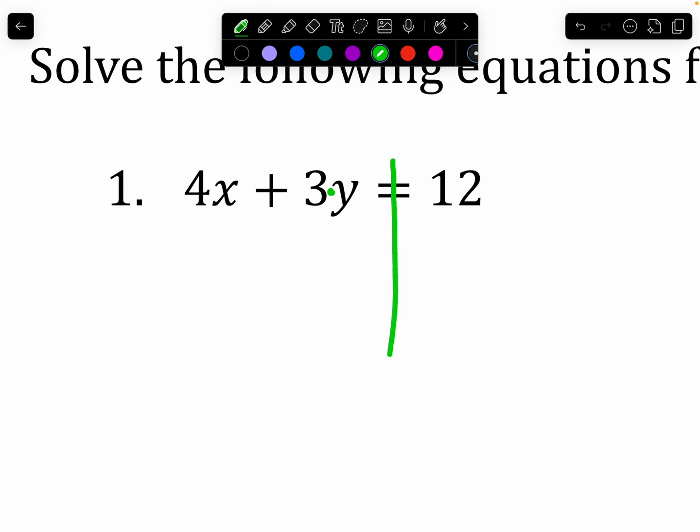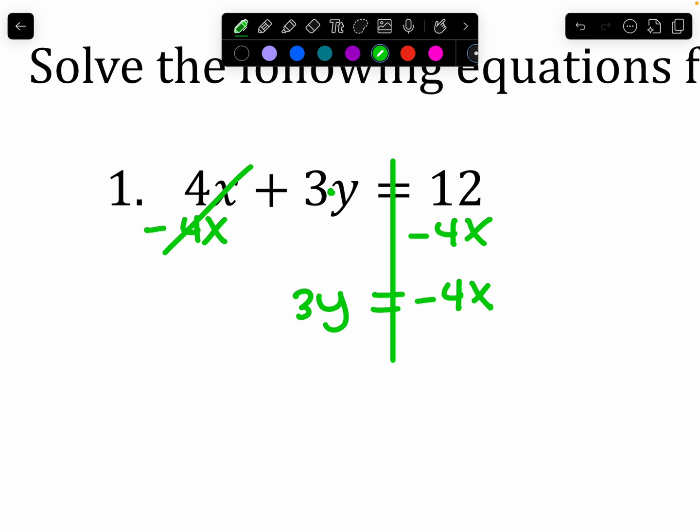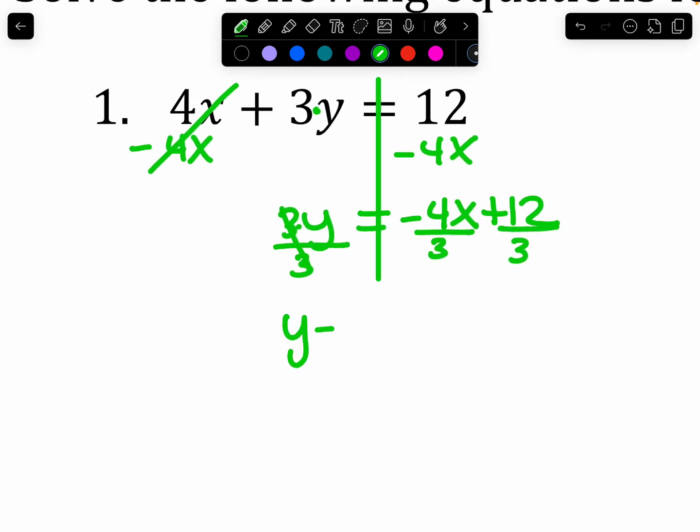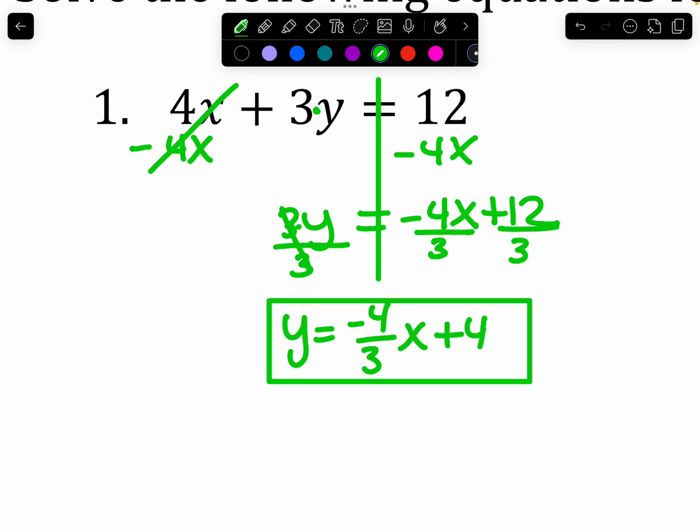So remember that if I'm trying to get y by itself, I have to add and subtract everything away from that first. So my first step would be to subtract 4x on both sides. We have 3y equals, this is going to be -4x plus 12. Remember that I cannot combine those two things because they are not like terms. One has an x and one does not. From there, I would need to divide everything by 3. And we get y is equal to -4/3 x plus 4, because 12 divided by 3 is 4.